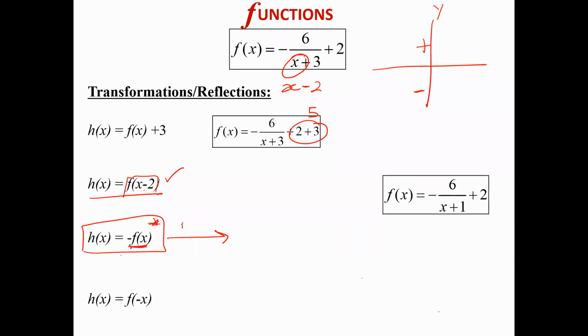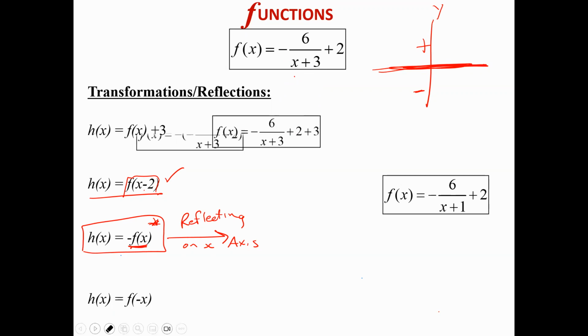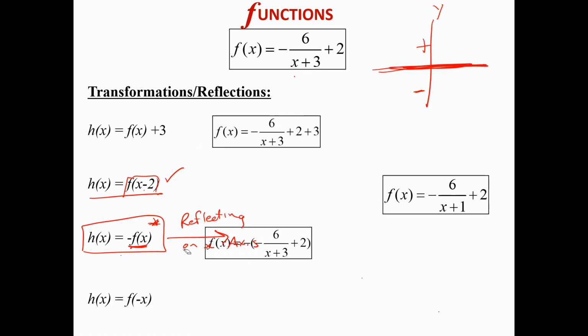So what we're actually doing here is we are reflecting. The word we're looking for is reflecting on the x-axis. Okay, can you see? If we reflect on the x-axis, then your y changes its sign. So that's what we're doing. And for us to actually get the equation out, we just put a negative in front. Okay? We go to our original equation, and we put a negative in front.